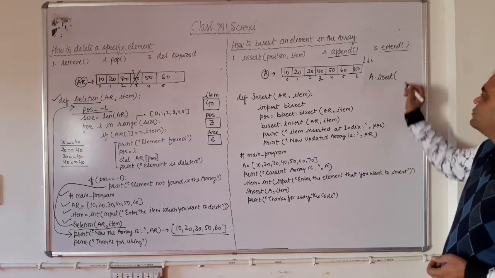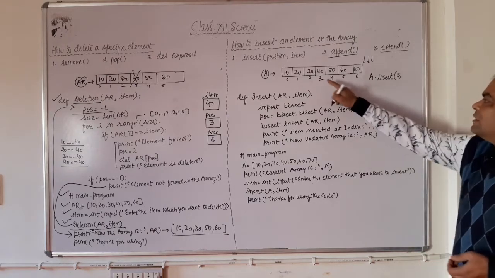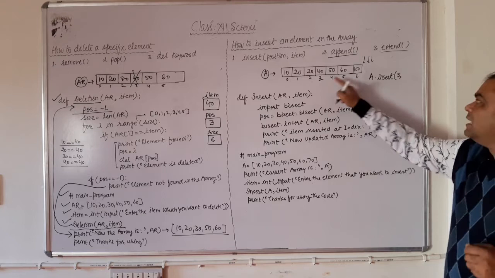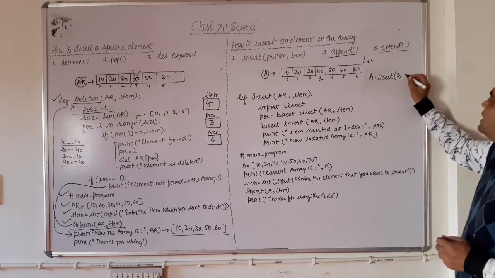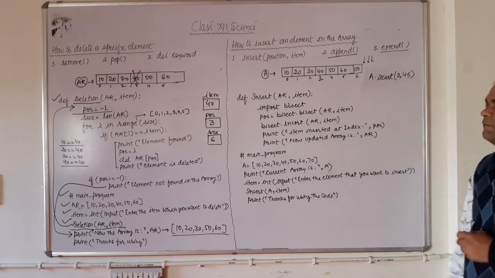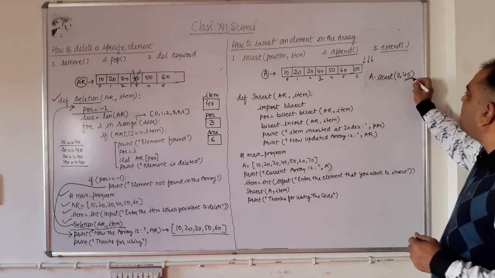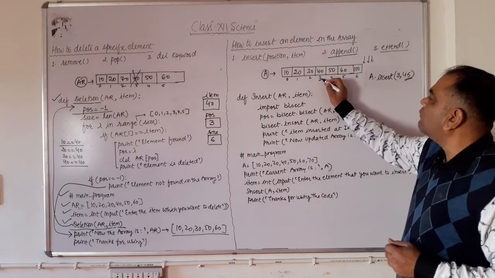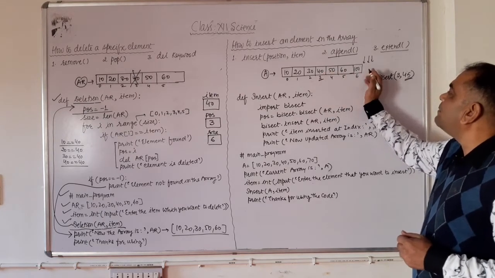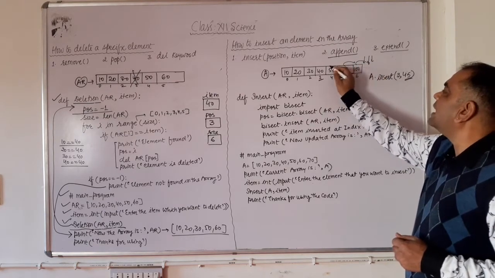How to use it, see? A dot insert. Here, very first, you just apply the position. I want to insert the element at position number 3. So, position is here. Then, I just apply the element 45. Clear? Now, 45 is the element and it is going to be inserted over here, and all the elements of the array will shift one step back, like this one.